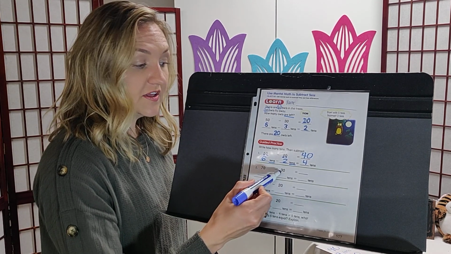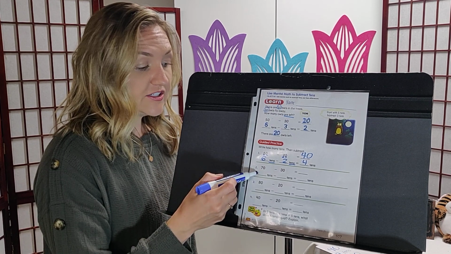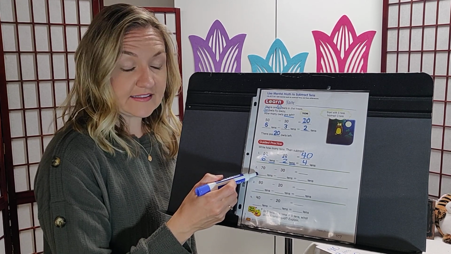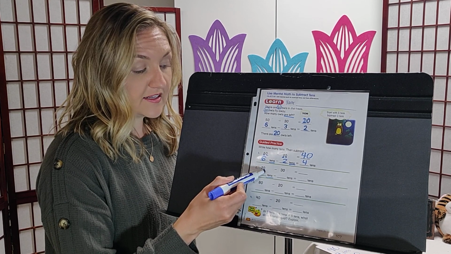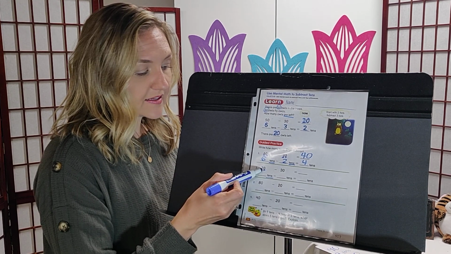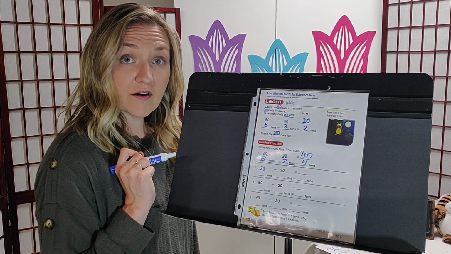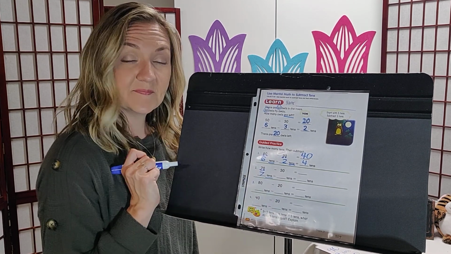70 minus 30 equals. Well, first of all, let's just think. How many groups of tens? So 70 has groups of tens. We know that because it has 0 in the ones place value. Let's look at our tens place. How many are there? 7. There are 7 tens.